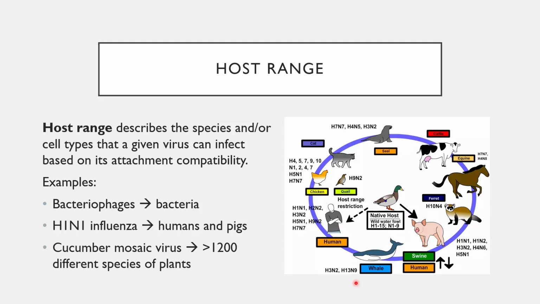There are also viruses that can infect plants. The cucumber mosaic virus affects over 1,200 different species of plants. However, in this lecture, we're not going to focus on viruses that infect plants. We are just going to focus on the viruses that infect humans.